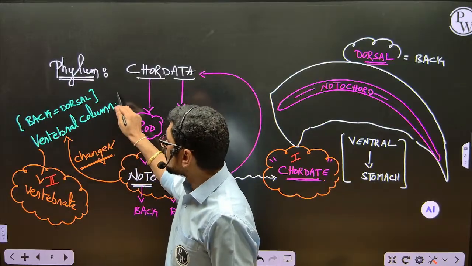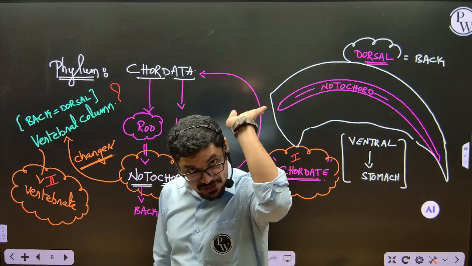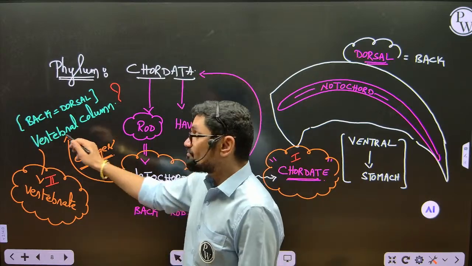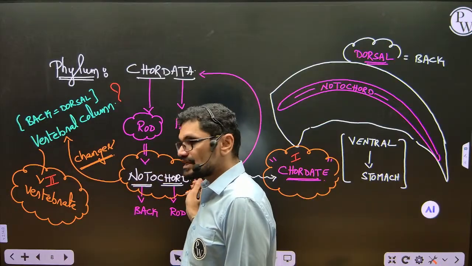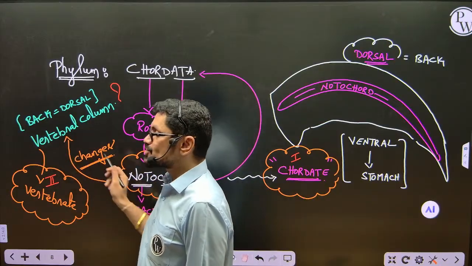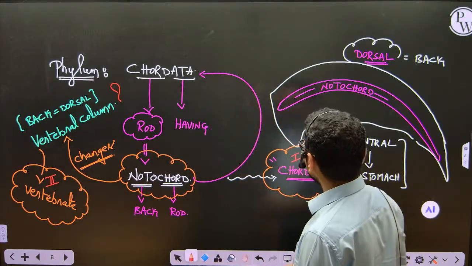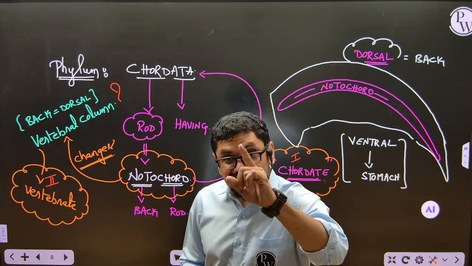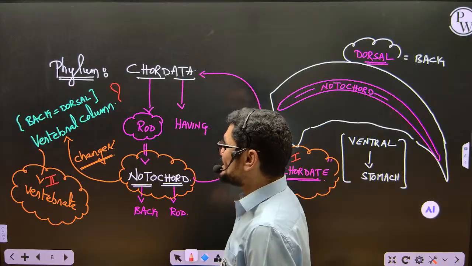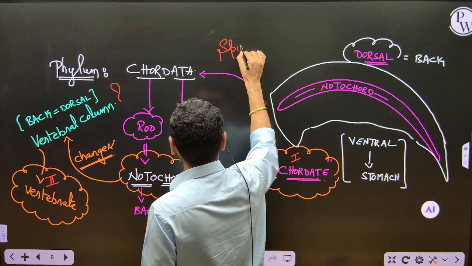And where is this vertebral column present? It is present over the back of an animal. Where is this notochord present? It is also present over the back of an animal. From where does this vertebral column produce? From the notochord. If notochord is present, chordate. So notochord changes to vertebral column. And vertebral column is different. Spinal cord is different. Hope it is clear.